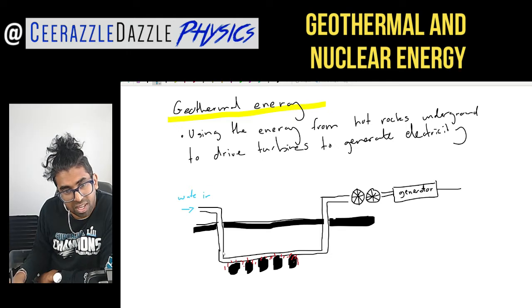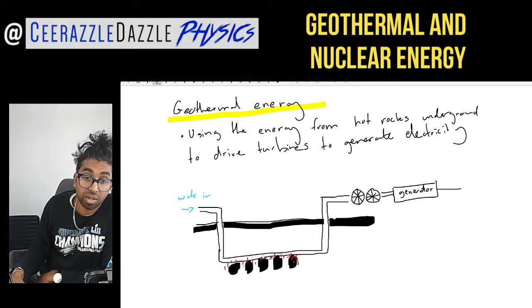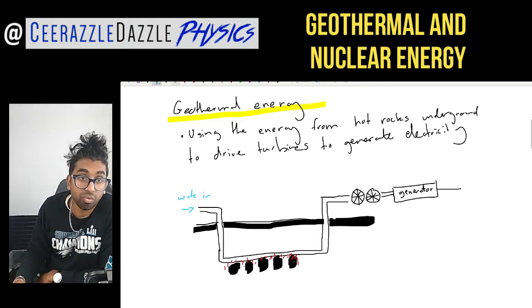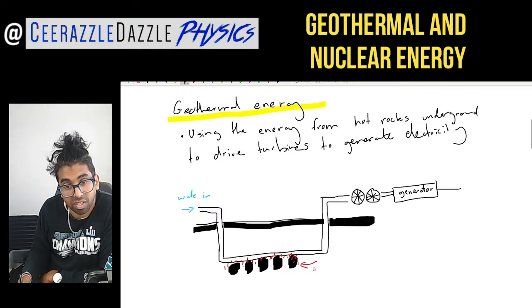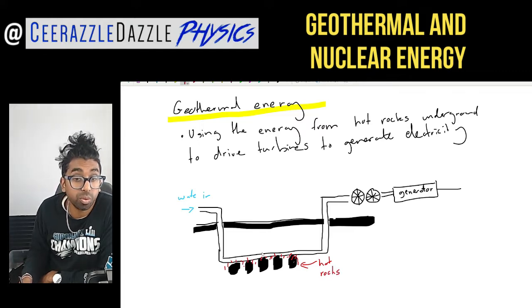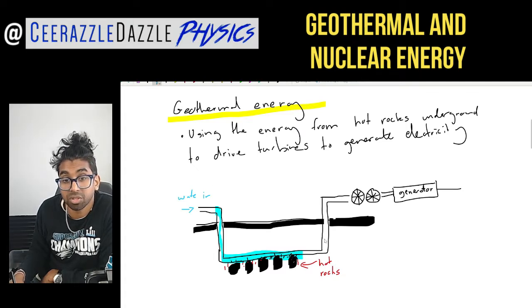The water goes down, goes down. But underground, guys, there are hot rocks. These are hot rocks over here. The hot rocks will produce heat and it will heat up the water that comes in. It gets heated up and it turns into steam. So it exits and it's turned into steam, highly pressurized steam.